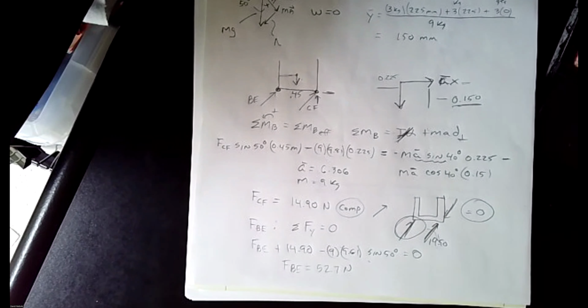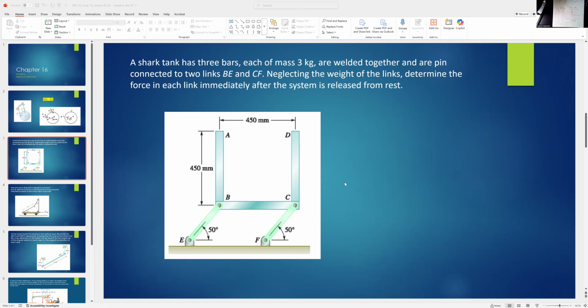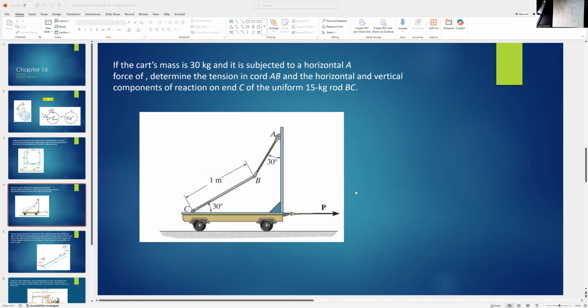All right, so let's go back to our slideshow. Oh, there we go. All right, so let's look at another type of problem. I think what we'll do is let's look at this one. And this one's very similar to what we did.